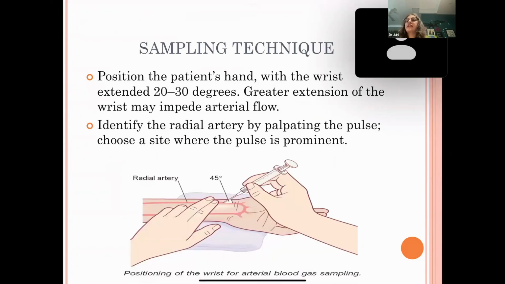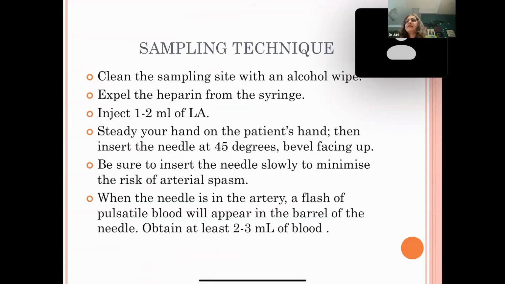Okay, do not overextend the wrist. Identify the radial artery by palpating the pulse. Choose a site where the pulse is prominent. Clean the sampling site, expel the heparin from the syringe, inject the local anesthesia around the site, steady the hand of the patient, insert the needle at 45 degrees with the bevel of the needle facing up.